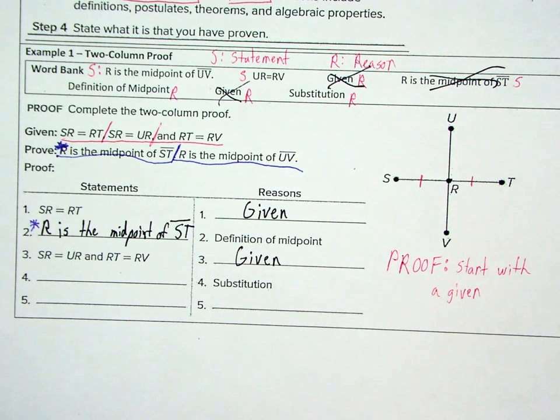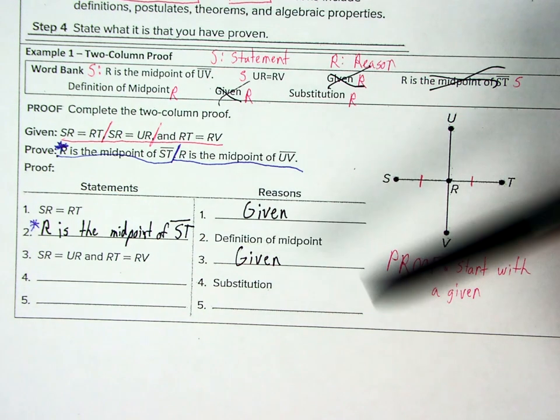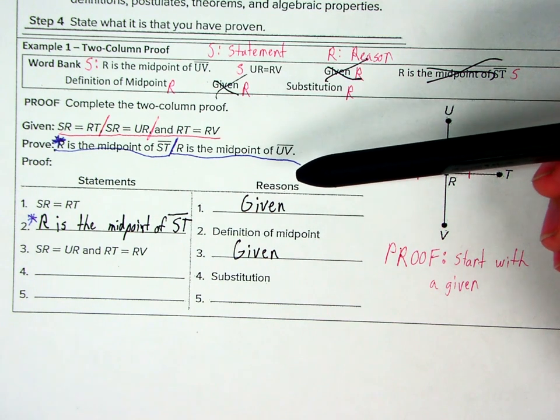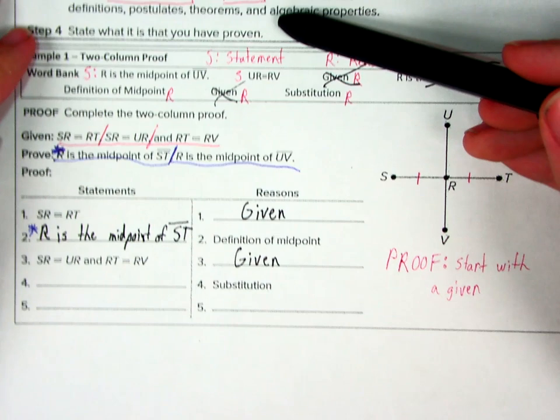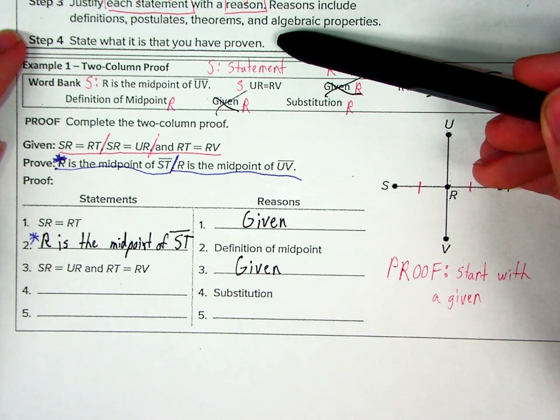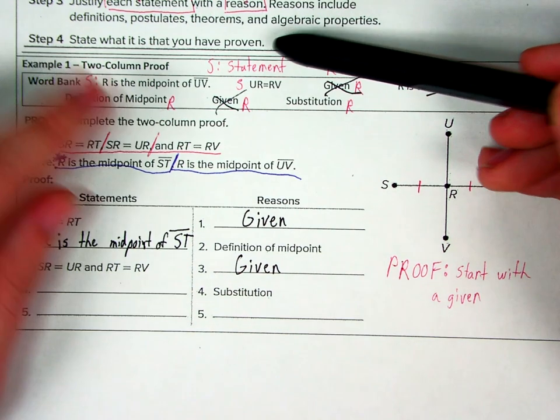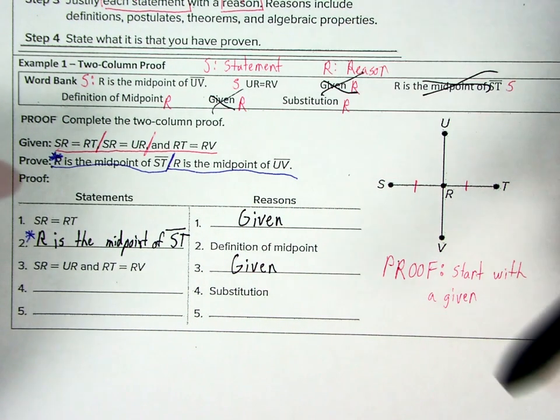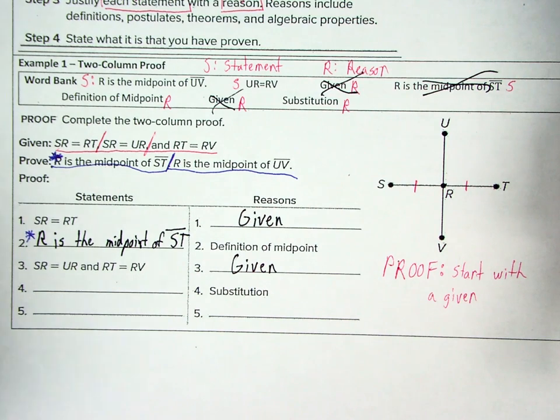Now, as a good test-taking strategy, if you know you want to prove something, we want to prove R is the midpoint of UV, the thing you're trying to prove is always the last thing. That's our step 4. State what it is you have proven. We're trying to prove R is the midpoint of UV, so the last thing we should prove is the thing we want.